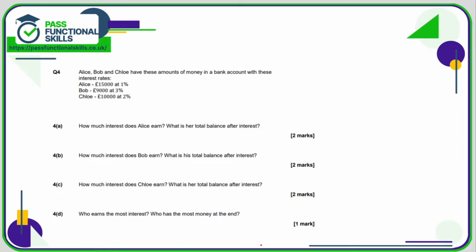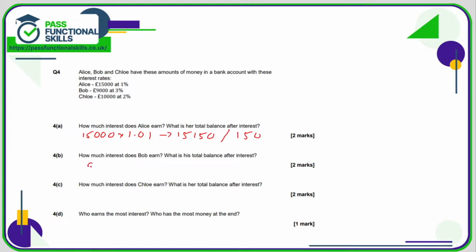Now question number 4. So let's have a look at Alice. So she's investing 15,000 at 1%. So her bank balance will increase by 1% after a year. So 15,000 times 1.01 means her new balance is going to be 15,150. So the interest will be 150.